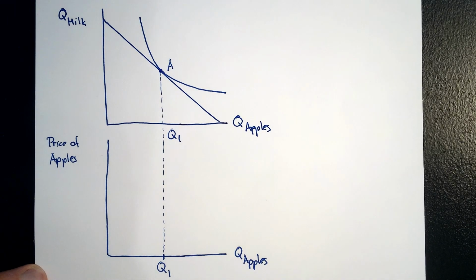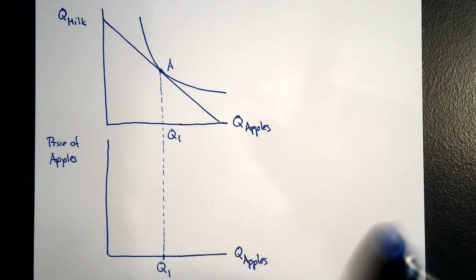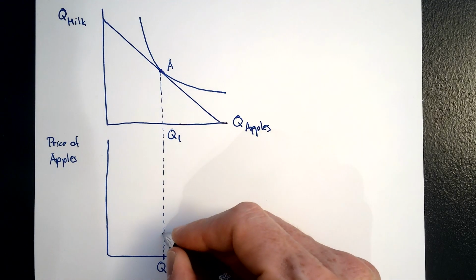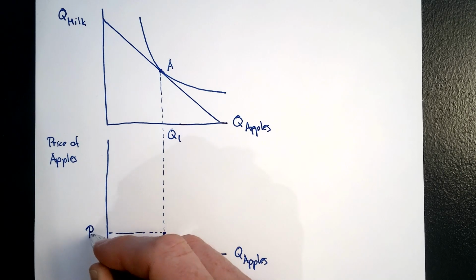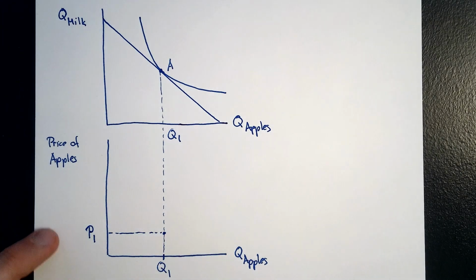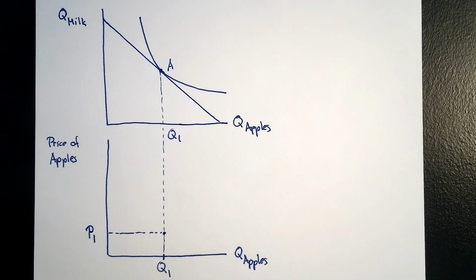Now, in this case, assume that the price of apples is at P1. So here, let's call this P1. Here again, this represents the price of apples. If the price of apples is at P1, and of course we would also have the price of milk and income, but this is not under consideration right now, then if the price of apples is P1, we are consuming at Q1.